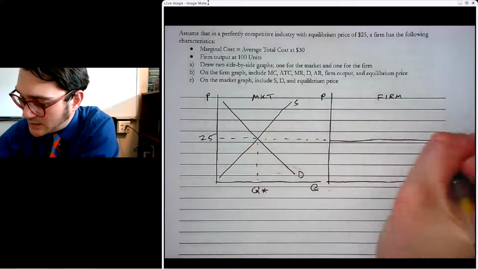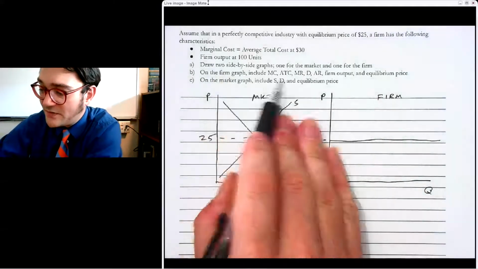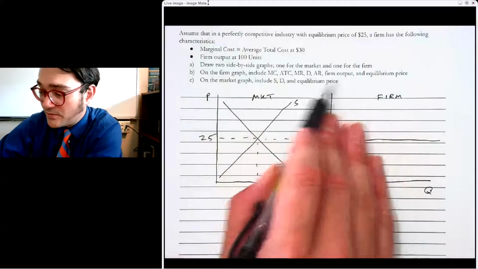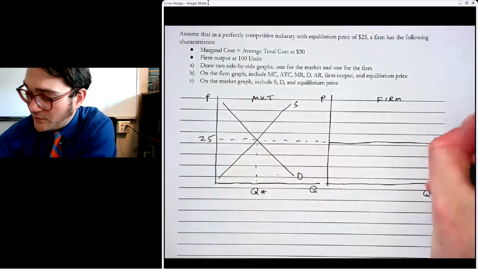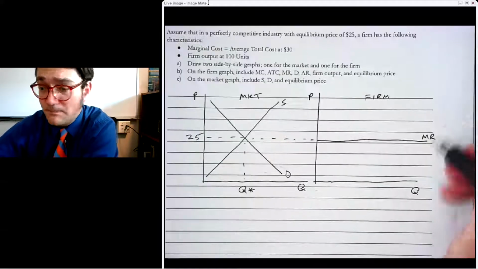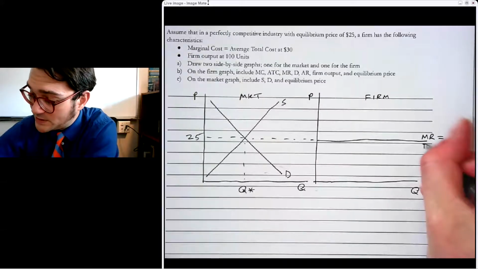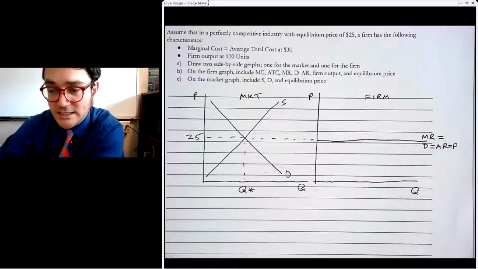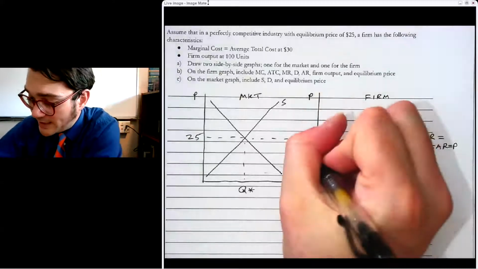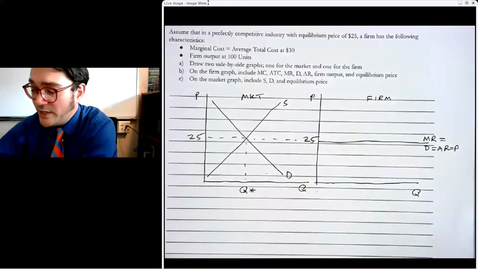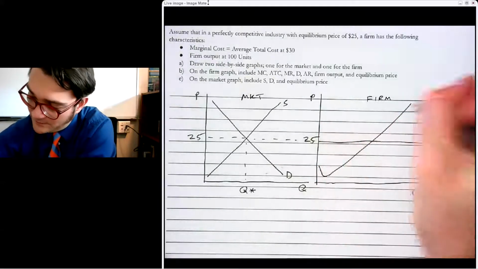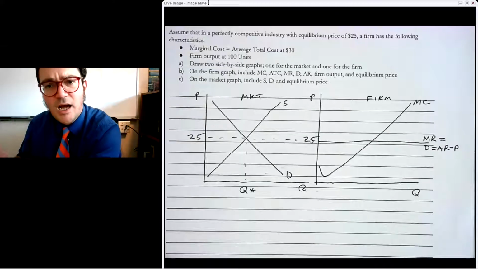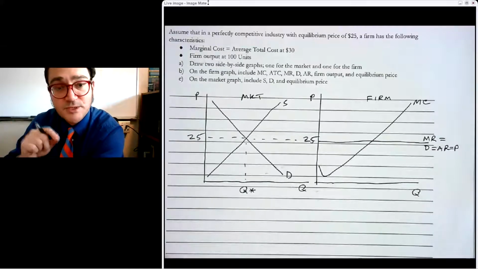And then on the firm graph, include all this stuff: MC, ATC, and MR, D, AR, and the firm output. We know from a couple lectures ago that this is the MR, right? Marginal revenue equals the demand for the firm's products equals the average revenue equals the price. And we know that that's also at 25. And then we have this marginal cost curve that does one of those, that little Nike swoosh.